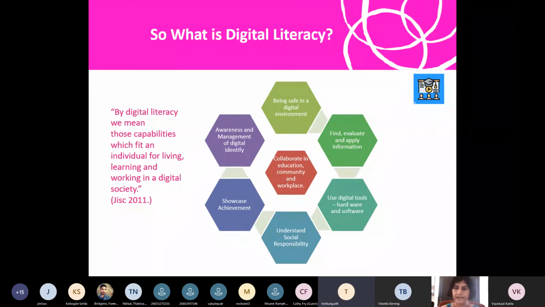Okay. Thank you. So, which do you think will be most important for your school? I'm getting responses here. Which one of these elements will be important for our learners? Which would you like? Collaborate in education and workplace, okay? Let's wait for some other responses to come through.